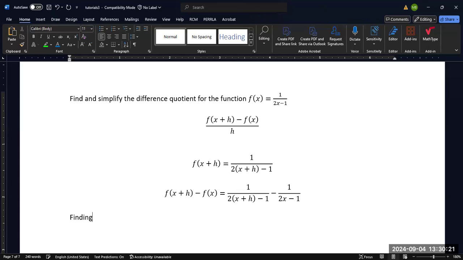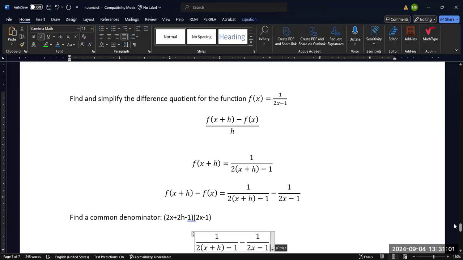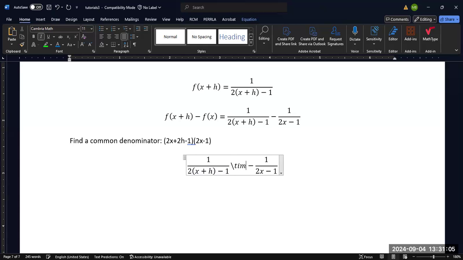So what we're going to do is find a common denominator. Now, these two denominators have nothing in common with each other. They're not mutually divisible by anything. That h really messes everything up. So we're essentially going to find that the denominator is 2x plus 2h minus 1, if I distribute the 2, and 2x minus 1. So it's just the product of the two denominators together. So for my first fraction, I am going to multiply by 2x minus 1 over 2x minus 1. And the second one, I am going to multiply by 2x plus h minus 1 over 2x plus h minus 1.